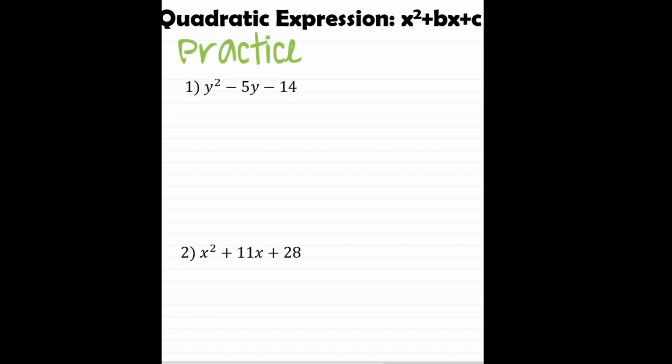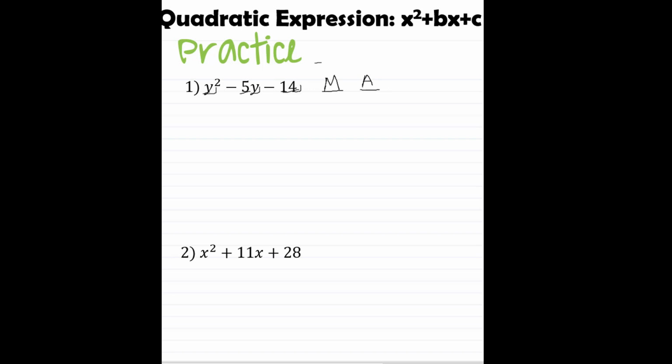Let's look at these two. We need to figure out what we're going to multiply and add to factor. The first thing we need to do is look: do I have a greatest common factor? Well, I have a 1, a negative 5, and a negative 14. Nope. I have a y squared, a y, and then no y. So no, we don't have a greatest common factor.